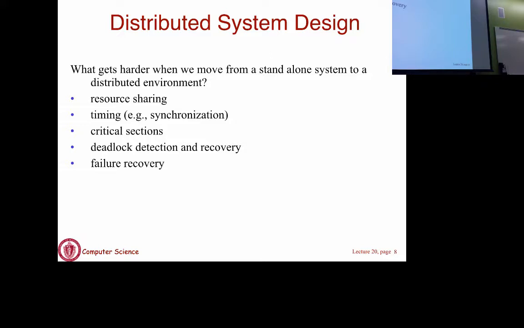How do you detect deadlocks? When you have locks that are distributed, you may have a deadlock. How do you detect deadlock over a network? It's a very complicated issue. Okay? How do you detect failures? I mentioned some of this already. Resource sharing as well. Okay, so all of these things make the OS much more complicated.